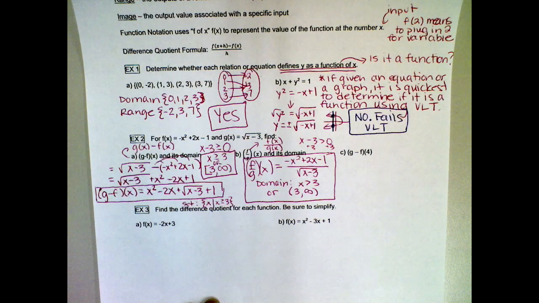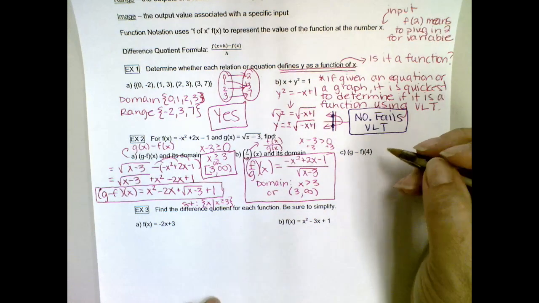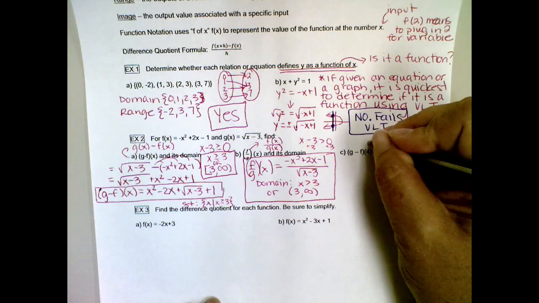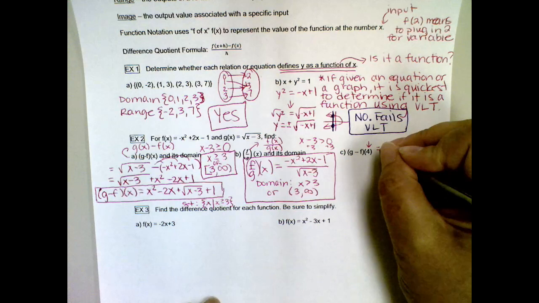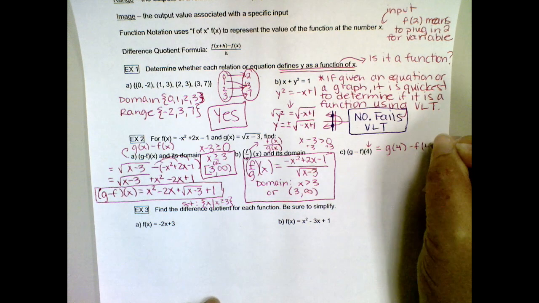All right, last one for example 2. So this is asking me to find g minus f of 4. So notice, this guy is a value, not a variable. So there's more than one way to do this. You can either, this means the same thing as g of 4 minus f of 4.